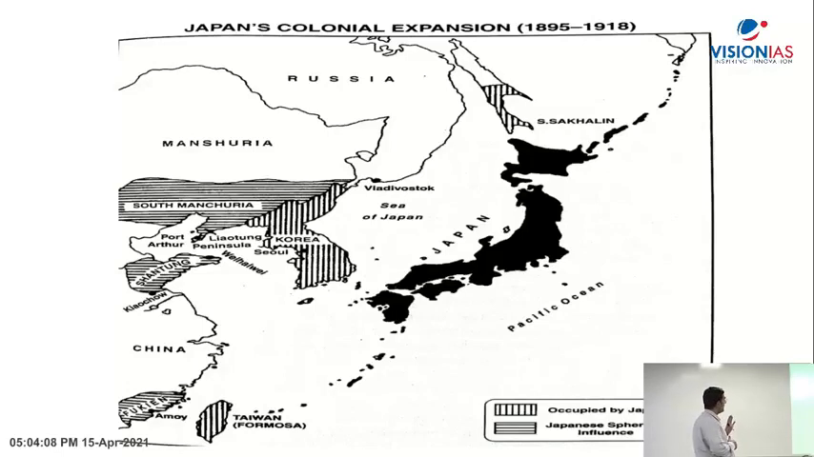So I'll again mention. Let us begin from the right hand side. You have the Sakhalin Islands. Then on the left hand side you have Russia. Take a look at the boundary of Russia and this Manchuria. Manchuria is part of China. Then South Manchuria is there. On the right hand side of South Manchuria, that's your Korea, right?